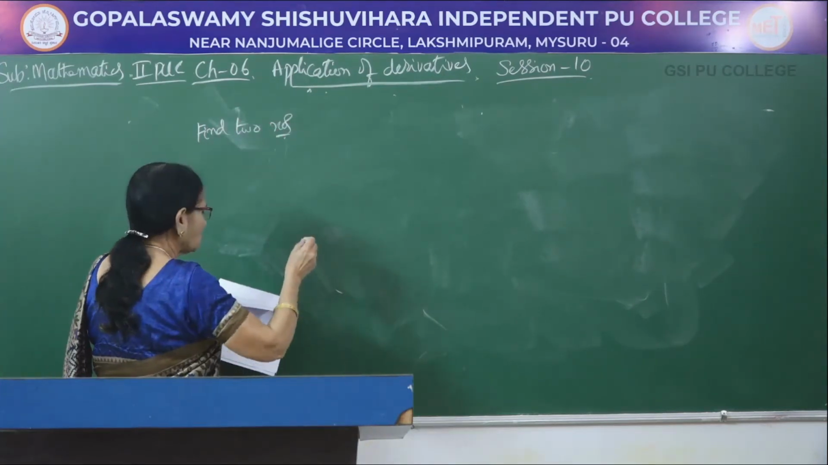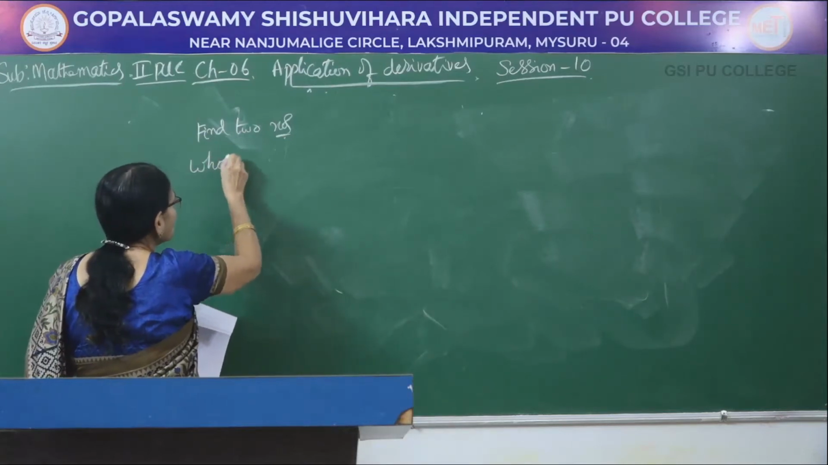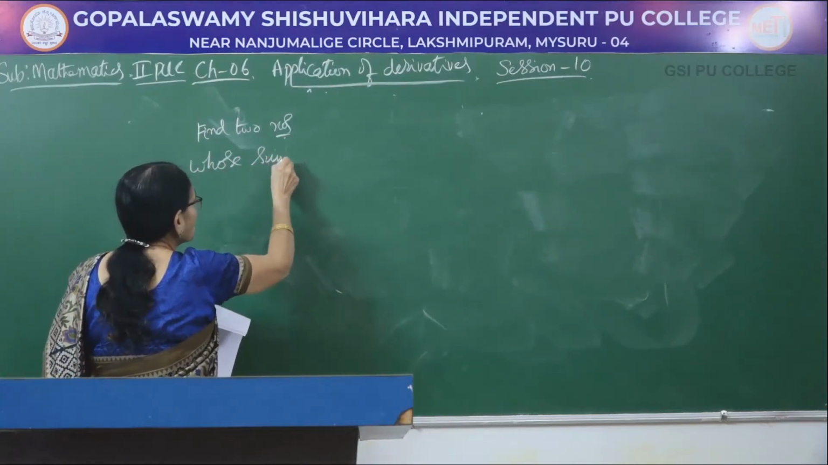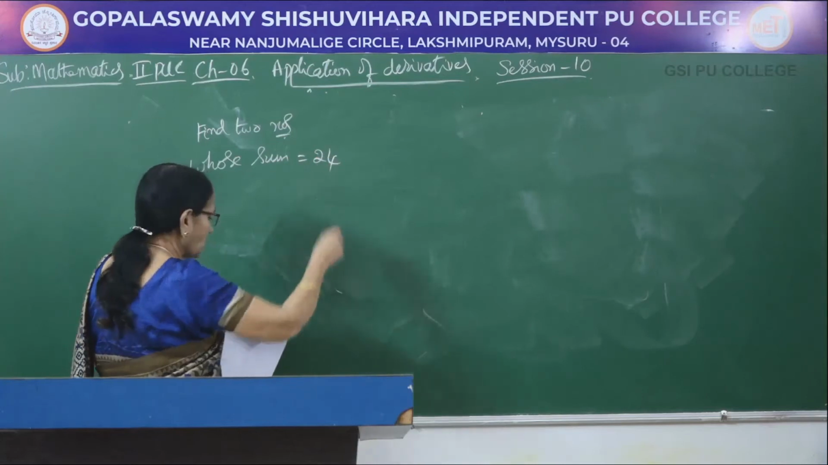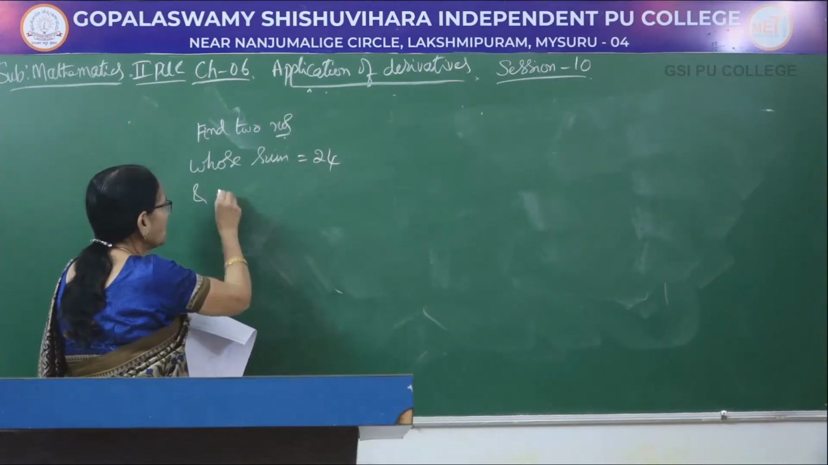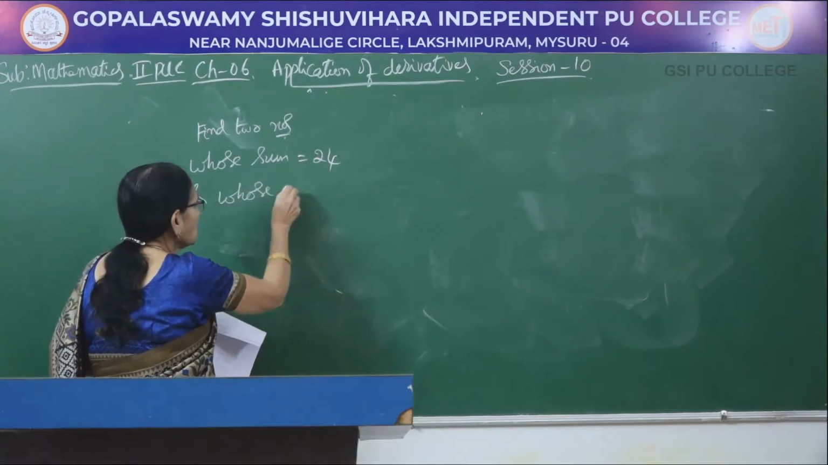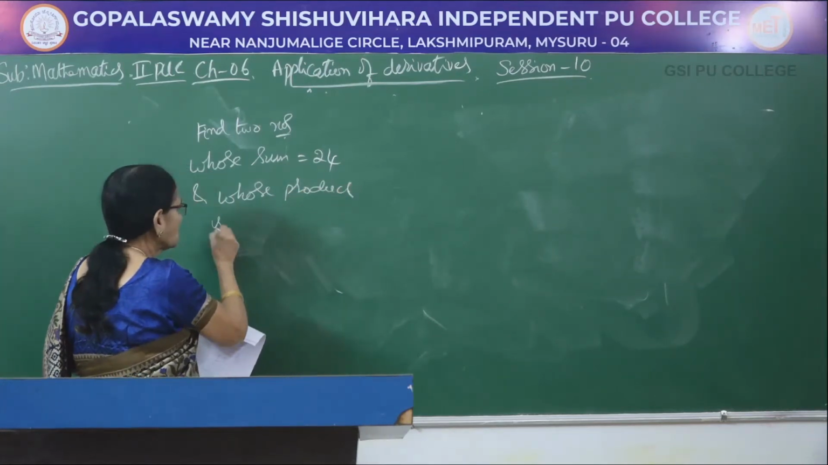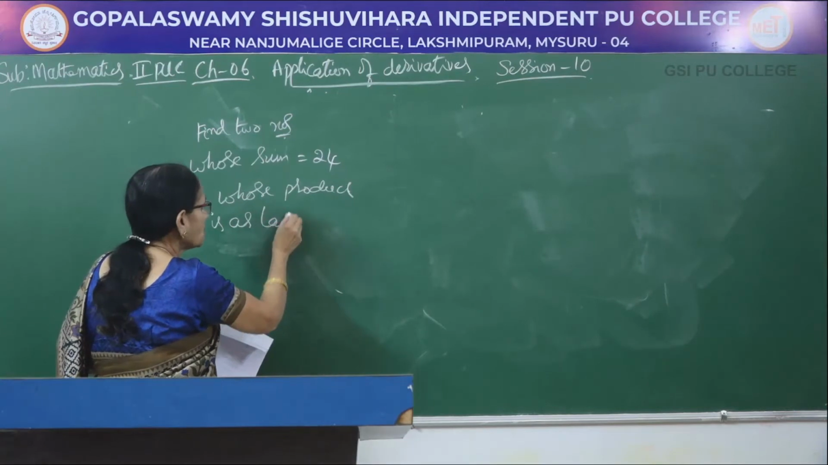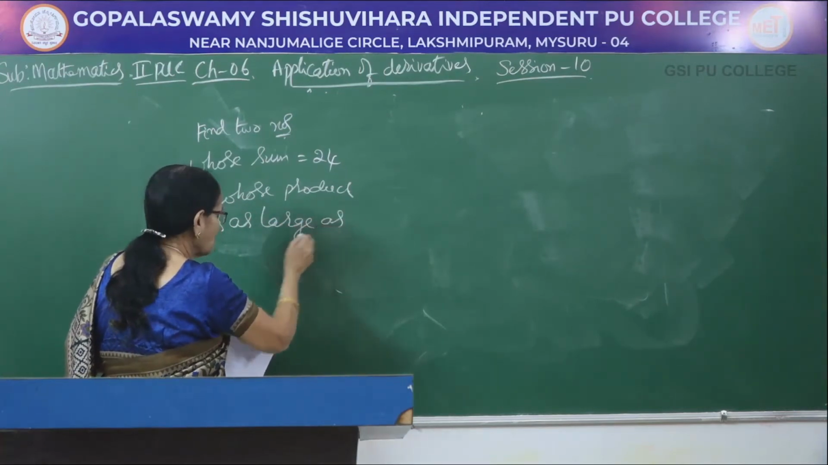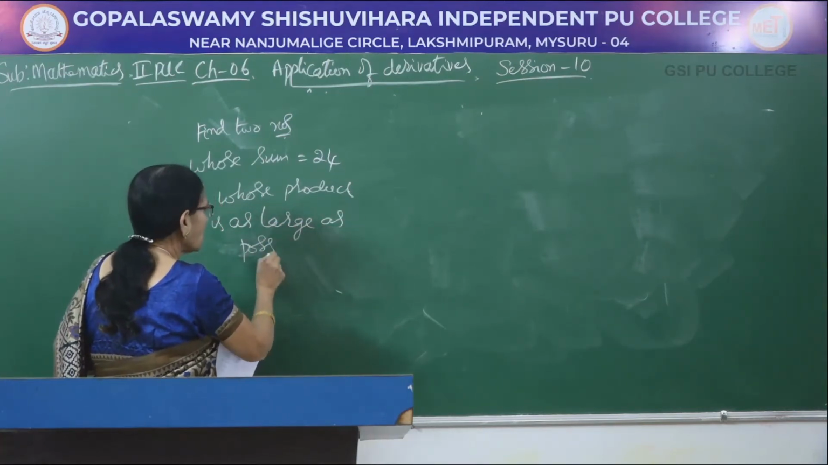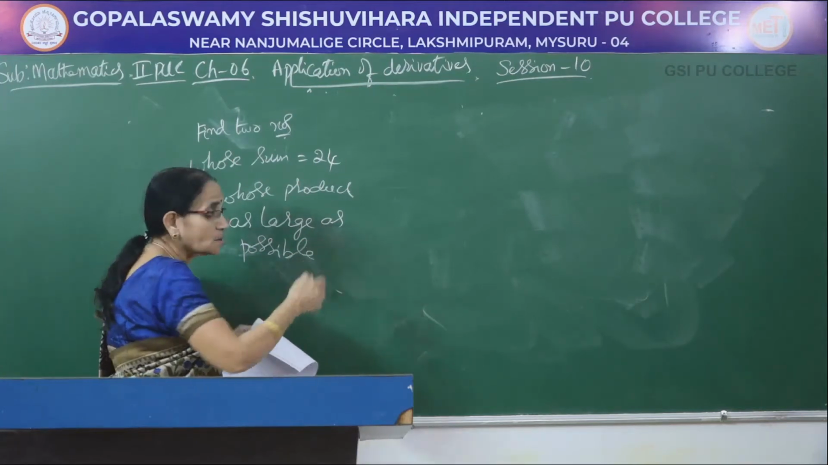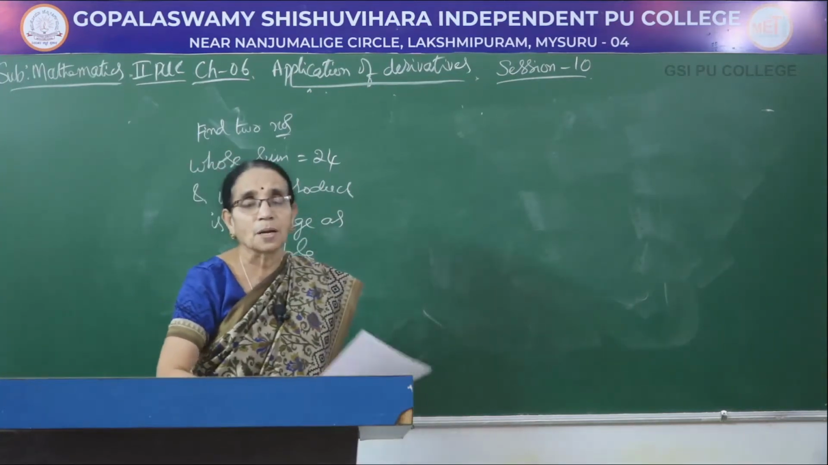Find two numbers whose sum is 24 and whose product is as large as possible. As large as possible. See, this is how the statement problem would be.